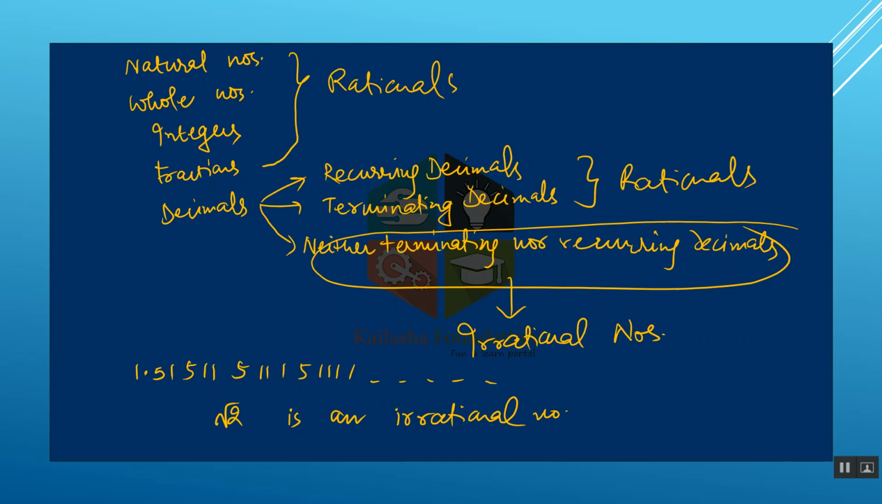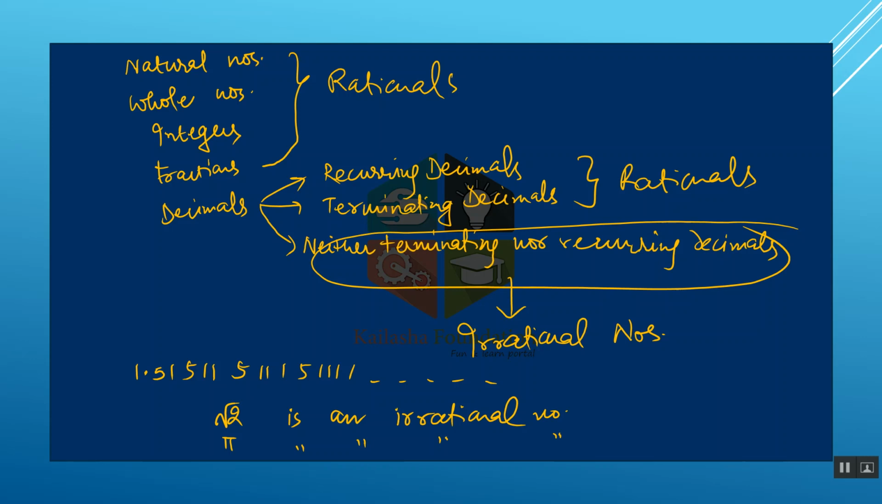Root 3 is an irrational number. Root 4 is not. Why? Because root 4 is equal to 2, that is rational. Okay, pi is an irrational number. And when we consider all these numbers together, rationals and irrationals, all numbers are of two types only, rationals and irrationals. When we combine both, then we get the complete set of real numbers.